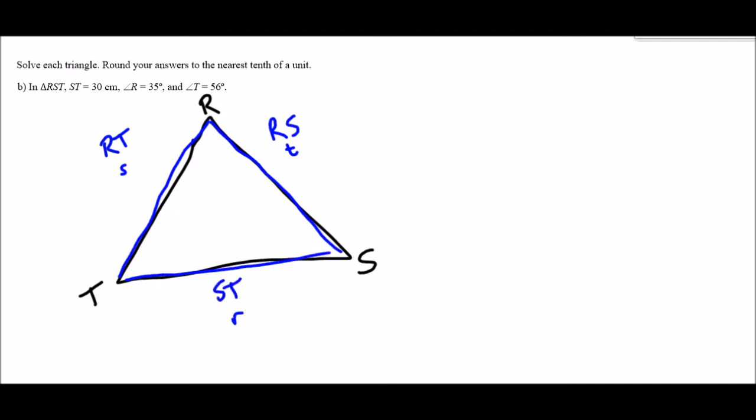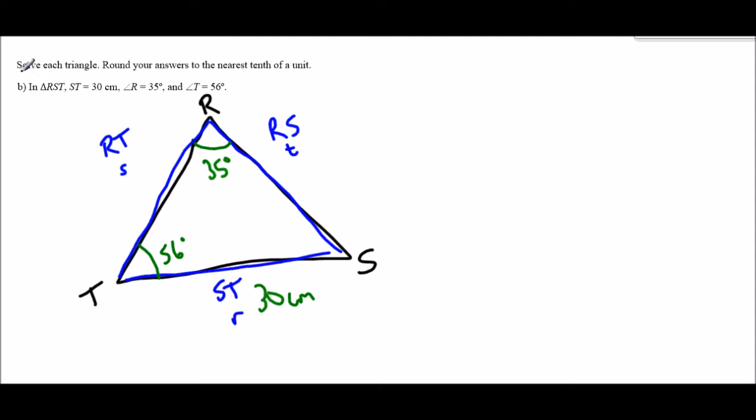So what is the information that I have? Well, I know that ST is 30 centimeters. So this side is 30 centimeters. I know that angle R is 35 degrees and angle T is 56 degrees. So again, obviously this is not a scaled or measured diagram at all because it sure looks like an equilateral, but it's just a triangle, so I have my references.